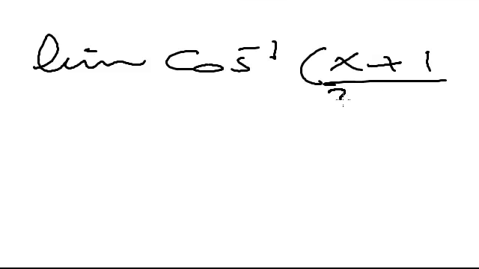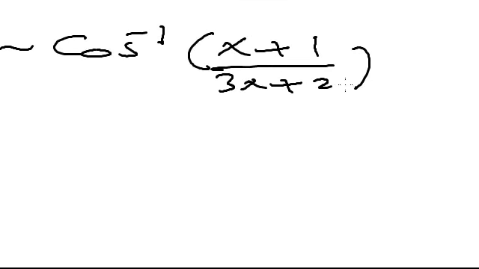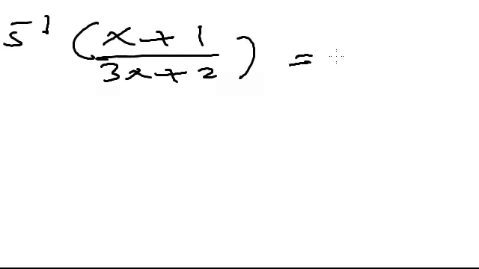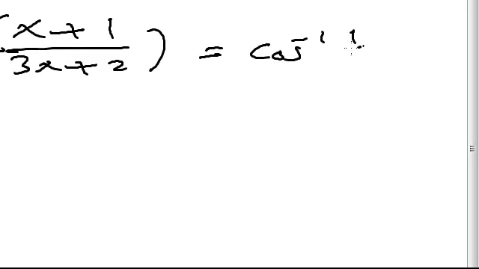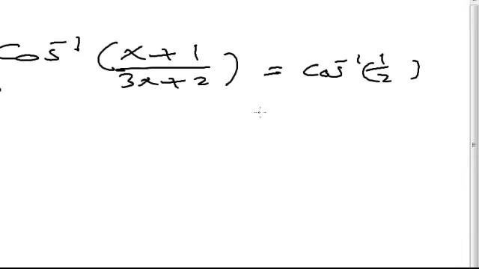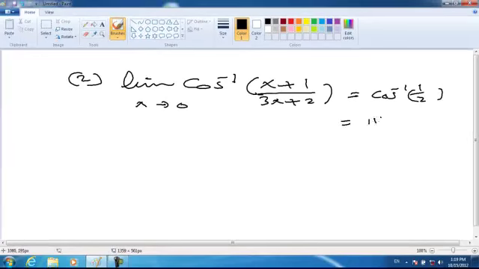Number 2, limit cosine inverse of x plus 1 divided by 3x plus 2 as x tends to 0 equals cosine inverse of 1/2, equals pi by 3.